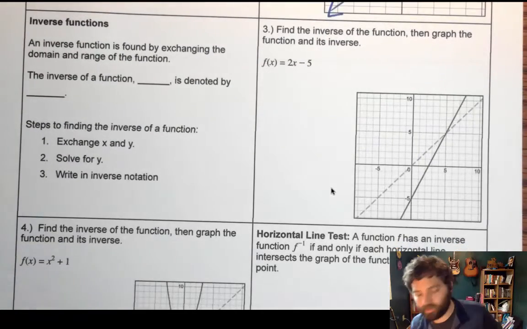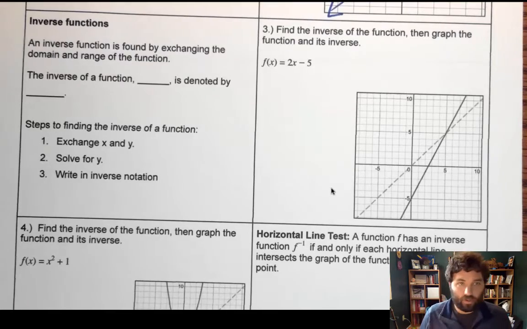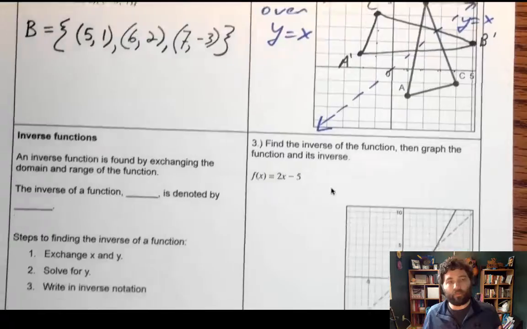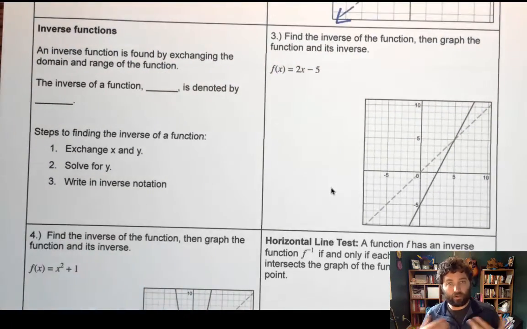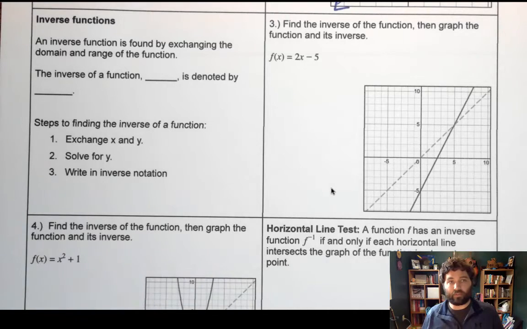So let's go down here and let's set aside what we just learned about individual points, and let's talk about inverse functions, okay? So instead of having just a discrete set of points, we can give you an entire function, something like f of x equals 2x minus 5, and we can find the inverse of that function, as opposed to just a relation of points, all right?